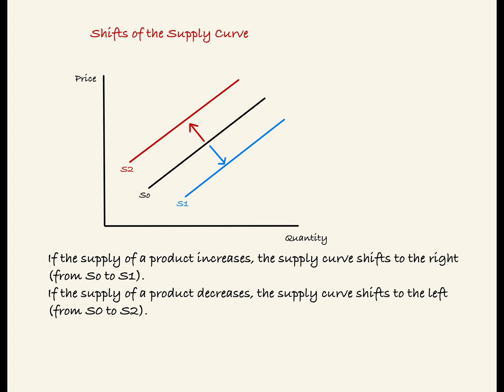Now let's take a look at some shifts in the supply curve. Remember, we have price on the vertical axis and quantity on the horizontal axis. Please note that S0 is the original supply curve. Let's look at a couple scenarios. If the supply of a product increases, the supply curve shifts to the right. In our example, we can see this in the blue shift in the supply curve, or from S0 to S1. On the other hand, if the supply of a product decreases, the supply curve shifts to the left. We can see this in our example as the red arrow, from S0 to S2.